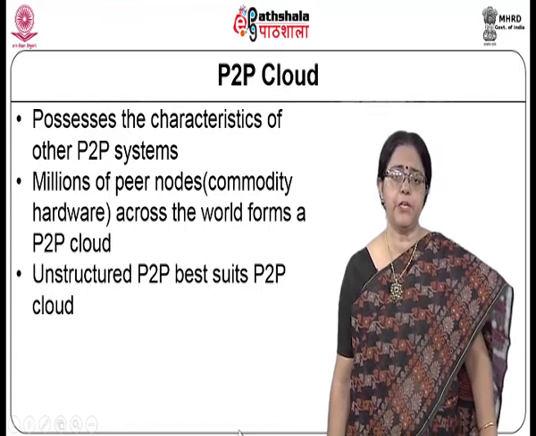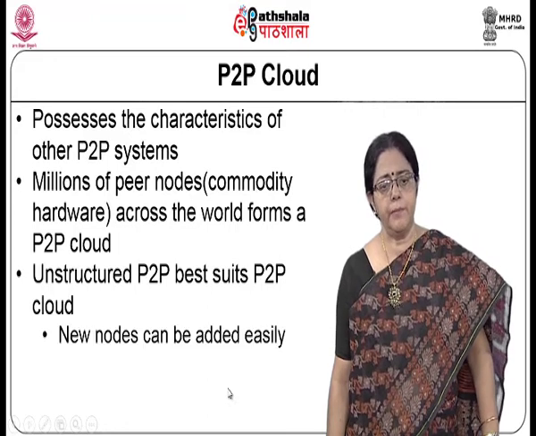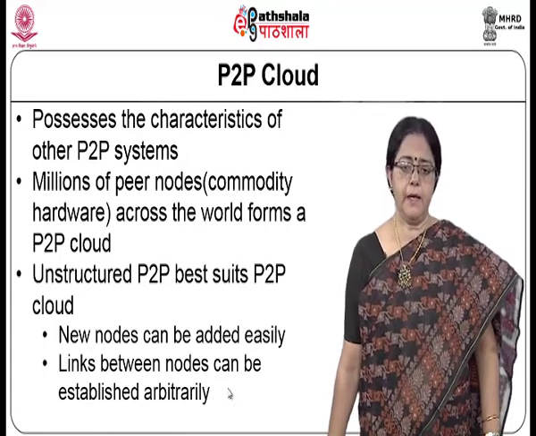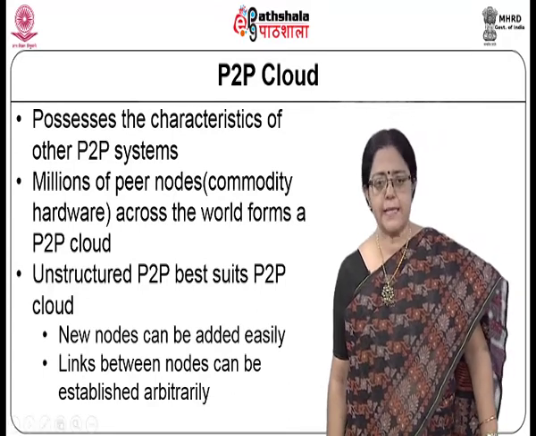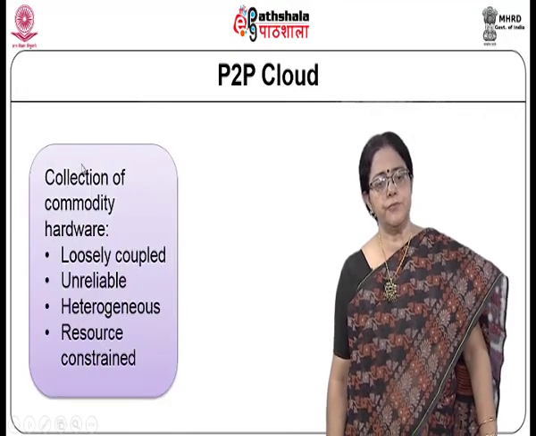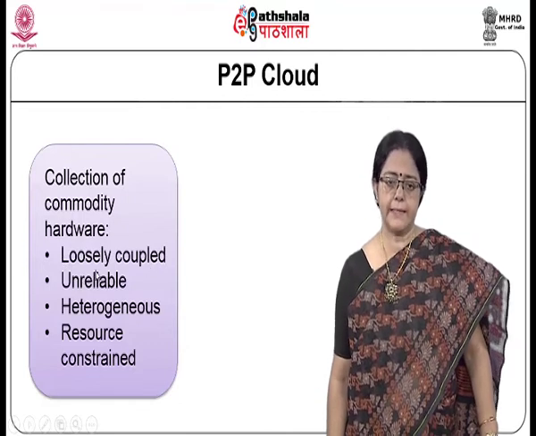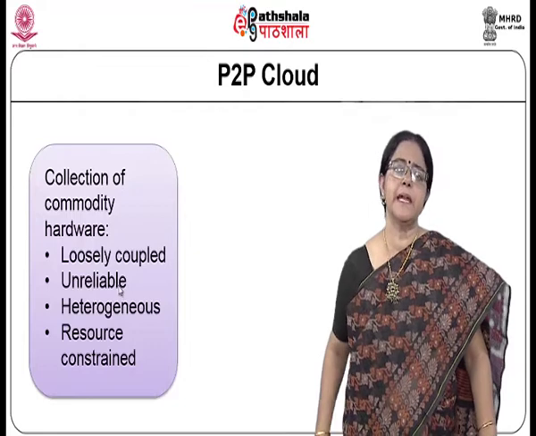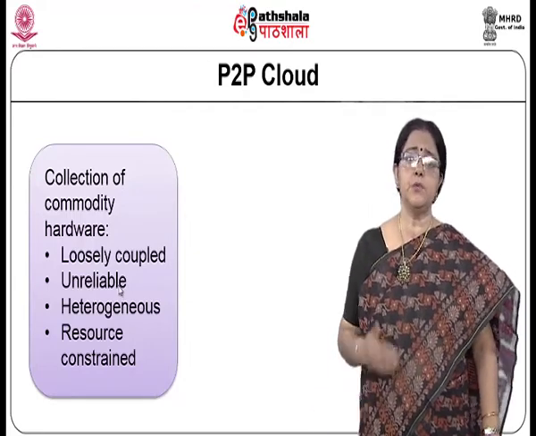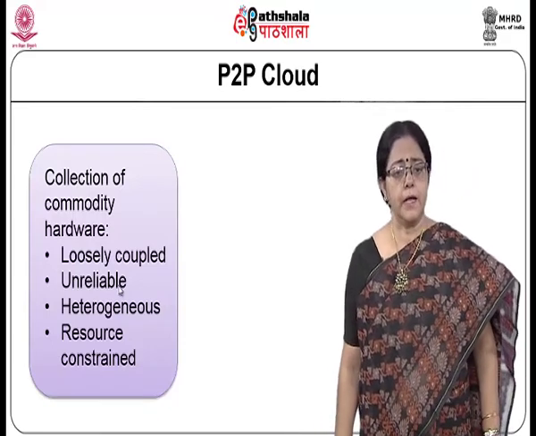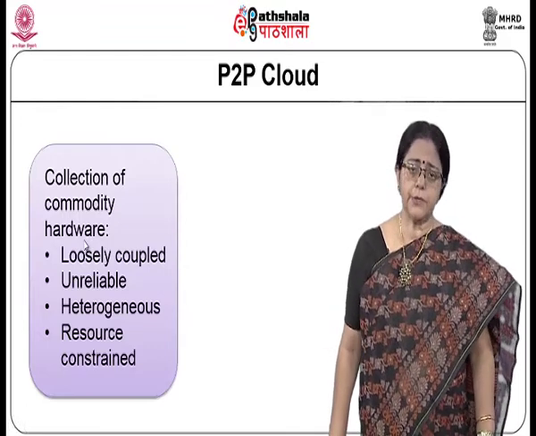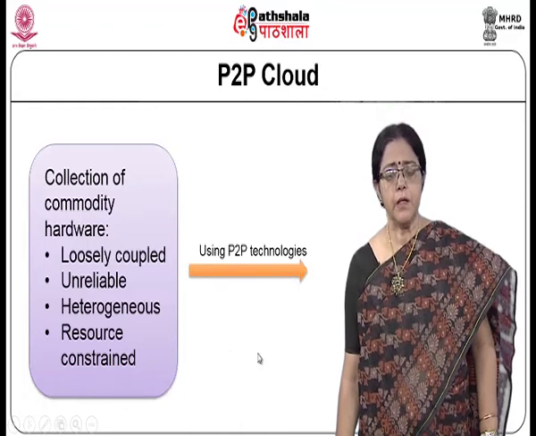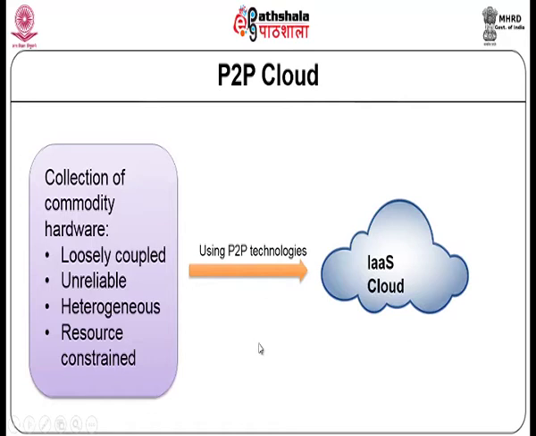Inherently, when we have a P2P cloud, we have an unstructured P2P environment. So, easily new nodes can be added, and the links between these nodes can be established arbitrarily based on all the requirements of the P2P cloud. So, it is a collection of commodity hardware. It has all the characteristics: it is loosely coupled, there is no specific hierarchy. It is unreliable because it is under the control of the user, and the user uses an unsecured open network to connect. Heterogeneous in nature, no control again over the kind of machine that can be used, and each one will have a resource constraint. So, using P2P technologies, we can have an IaaS cloud.